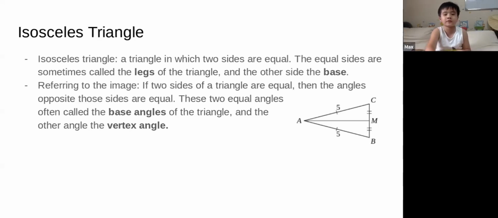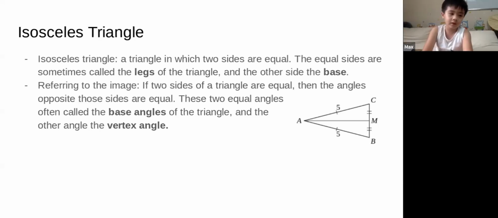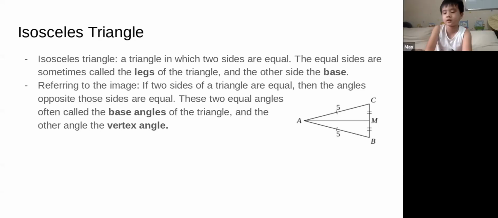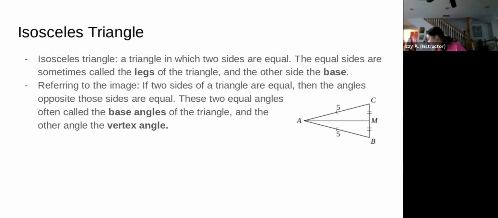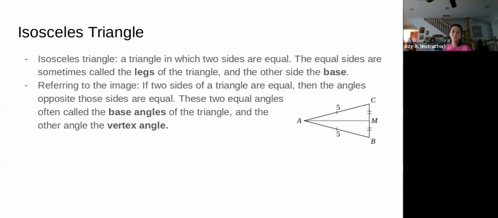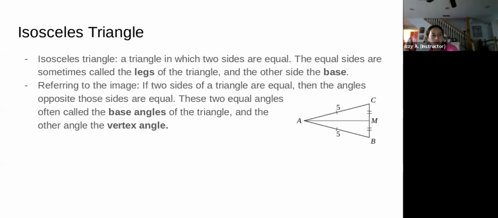Isosceles is only two sides that are equal and one side isn't equal. And isosceles triangles should at least have two acute angles. Or three. Yep. You should have two or three.